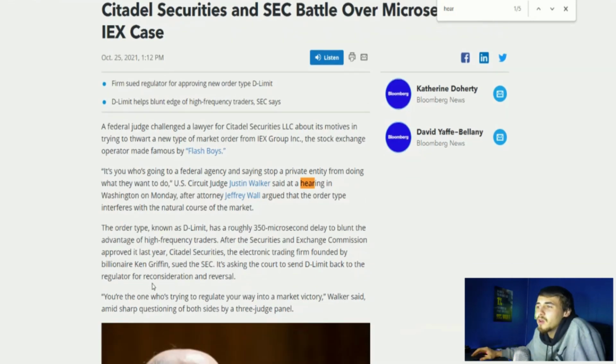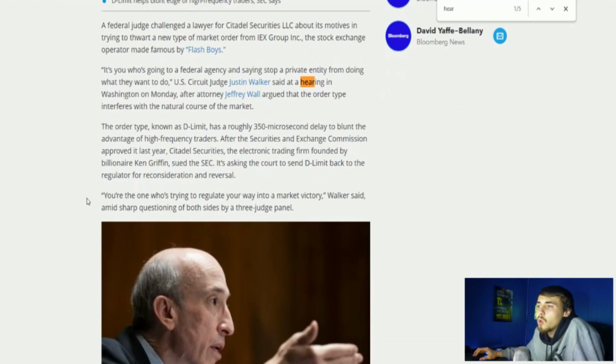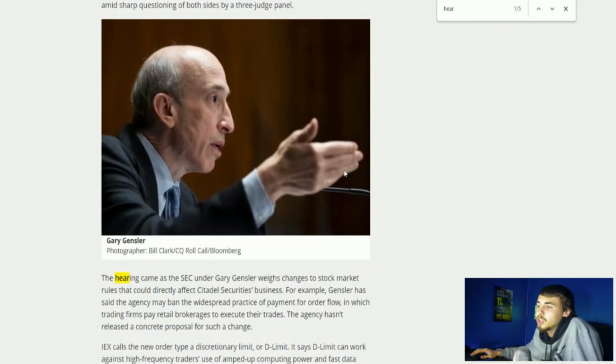The order type, known as D-Limit, has a roughly 350 microsecond delay to blunt the advantage of high-frequency traders. After the Securities and Exchange Commission approved it last year, Citadel Securities, the electronic trading firm founded by billionaire Ken Griffin, sued the SEC. It's asking the court to send D-Limit back to the regulator for reconsideration and reversal. In quotes, "You're the one who's trying to regulate your way into a market victory," Walker said, amid sharp questioning of both sides by a three-judge panel.